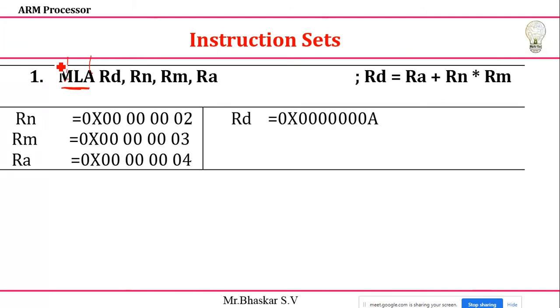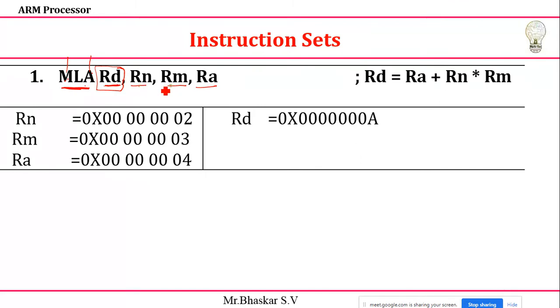Now I'm going to take a three-register instruction. MLA means multiply accumulate. It has four registers. You can see Rd, Rn, Rm, Ra. If this is the format, it consists of four registers. So what will it do? First, the destination. This is my final register, and my system will understand that this is my destination register, Rd.